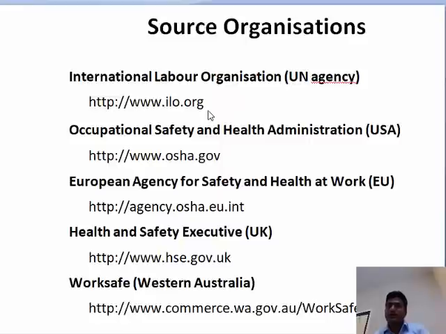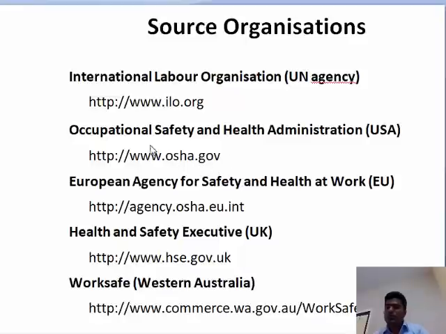So there are two types of source of information. First one is internal and second one is external. You can also browse these websites on your laptop or on your mobile to get more information about health and safety. First one is International Labour Organization, a UN agency. You can open this website using the internet. That will give you a lot of information about health and safety.